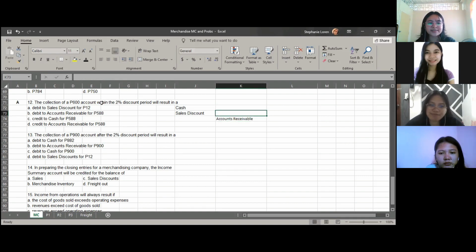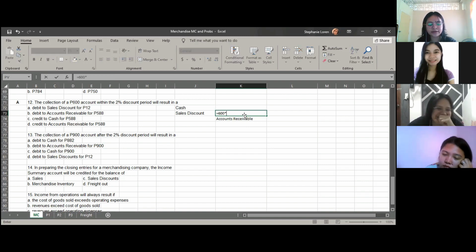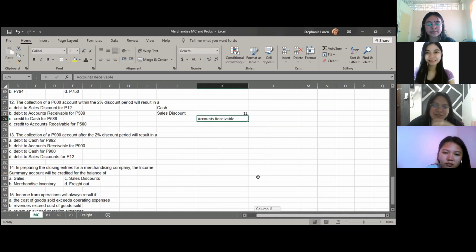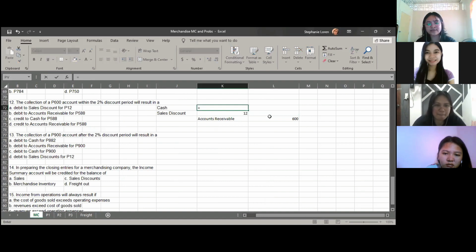So, sabi niya kasi dito, it's within the discount period. So, nahabol niya yung discount period. So, meron siyang 2% na discount. So, that's 600 times 2%, that's 12 pesos. Yung accounts receivable niya, 600 pesos. And yung cash na babayaran niya, so that's 600 less the discount, 588. So, yan yung journal entry.